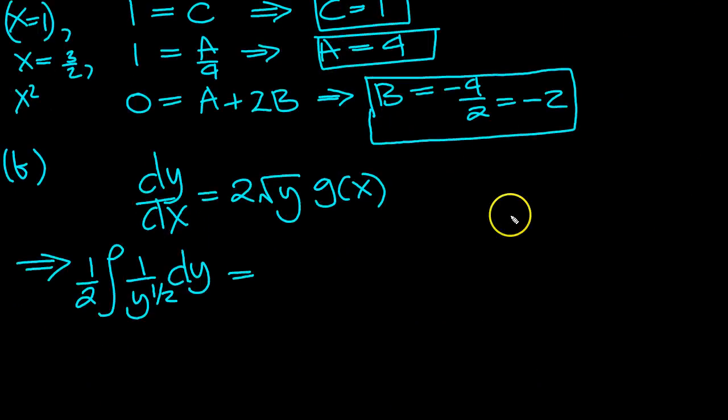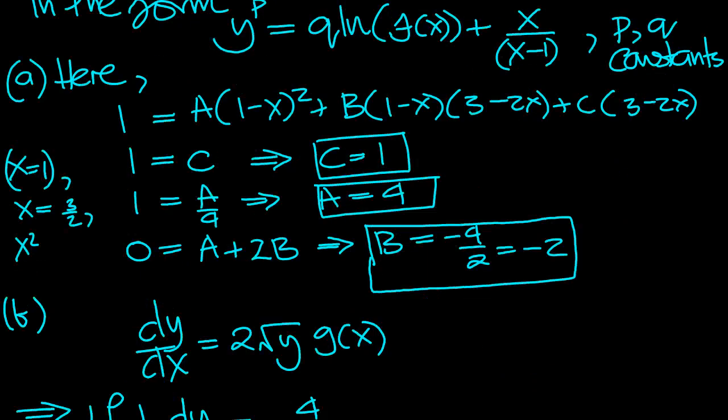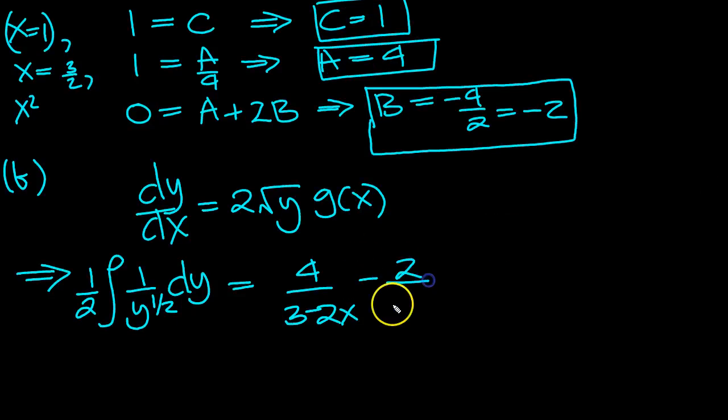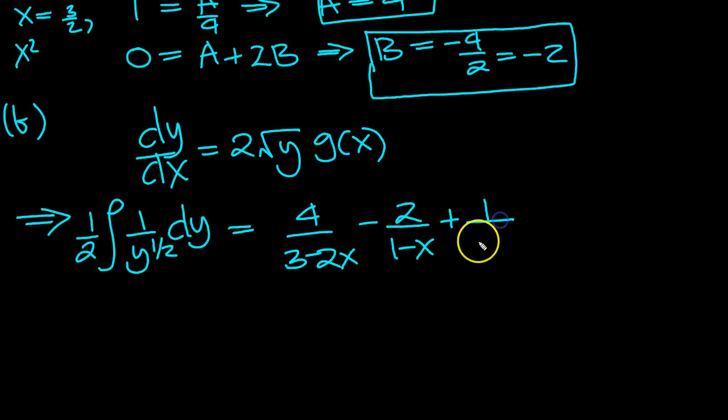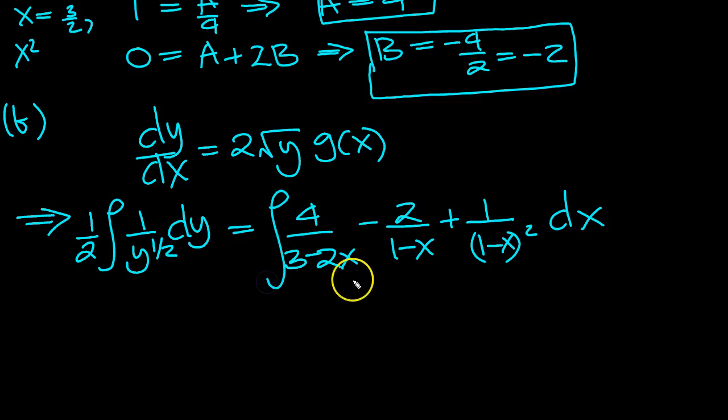4 over 3 minus 2x, minus 2 over 1 minus x, and then it's plus 1, isn't it, over 1 minus x, bracket squared. The dx can come up to view with it now with this g of x function, and we've got an integral here. So integrate then, y to the minus half integrates to y to the half over half, but the half underneath will cancel with the half on top, so we don't need to write it.